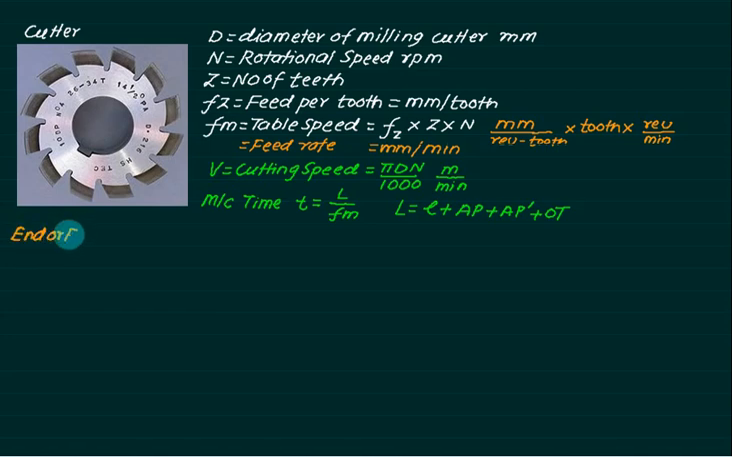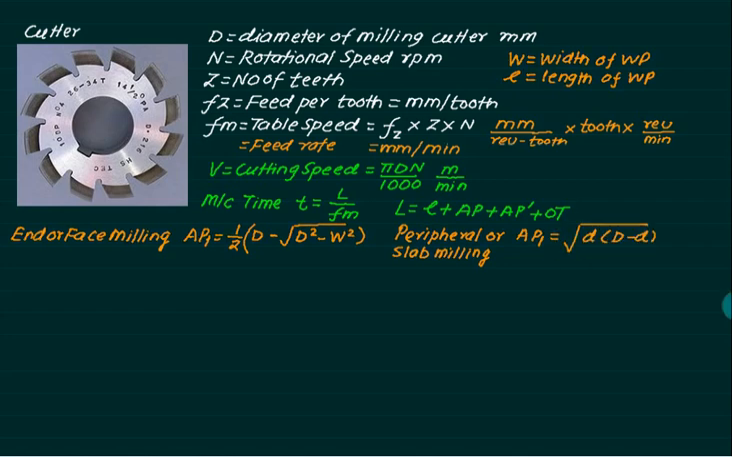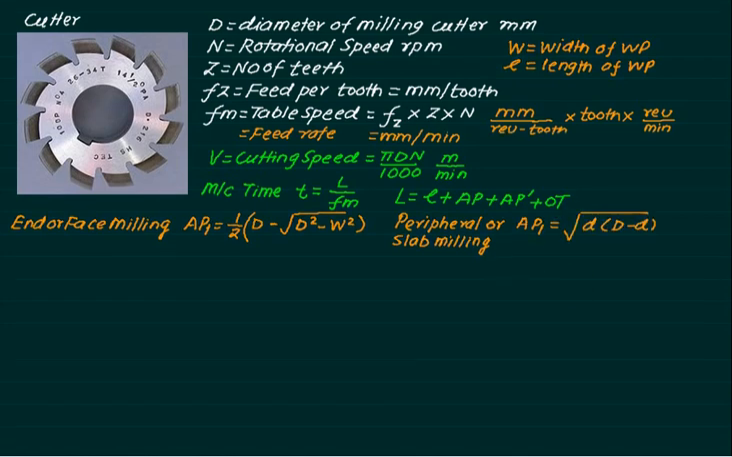In case of end or face milling, the compulsory approach is given by 1 by 2 multiplied by the diameter of cutter minus under root of D square minus W square, where W is the width of the workpiece and L is the length of the workpiece. Whereas for peripheral or slab milling, the compulsory approach A P1 equals under root of d into bracket D minus d. Here d is the depth of cut. So remember these two formulas for end face milling and peripheral milling.